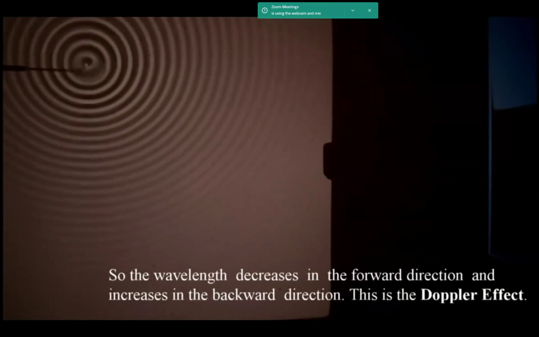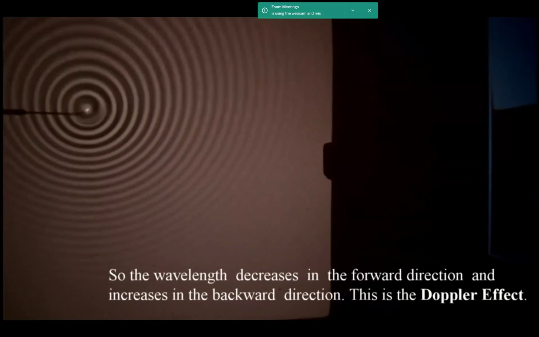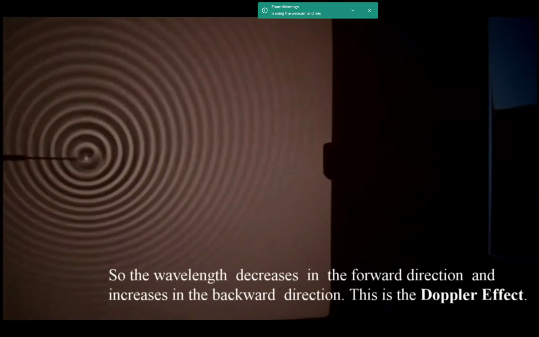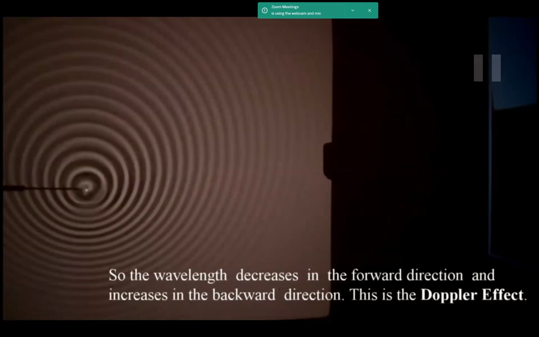Now see if you go up, wavelength is more on the upside and wavelength is less on the downside. You can clearly see here, the waves on the top are much bigger, whereas the waves at the bottom are compressed. Did you see? They're more tightly packed. So this is what I was saying. Whenever the source moves, what happens is a change in wavelength. This is what we call Doppler effect.